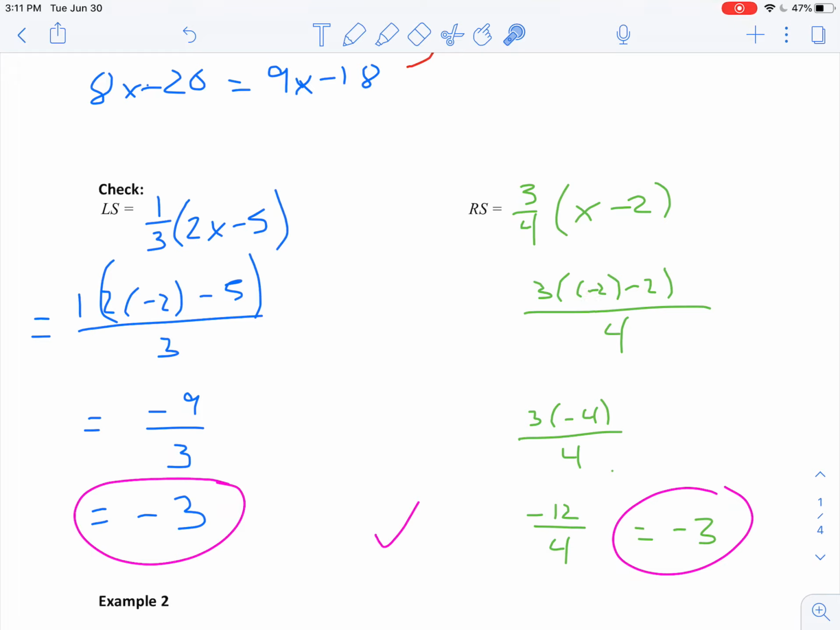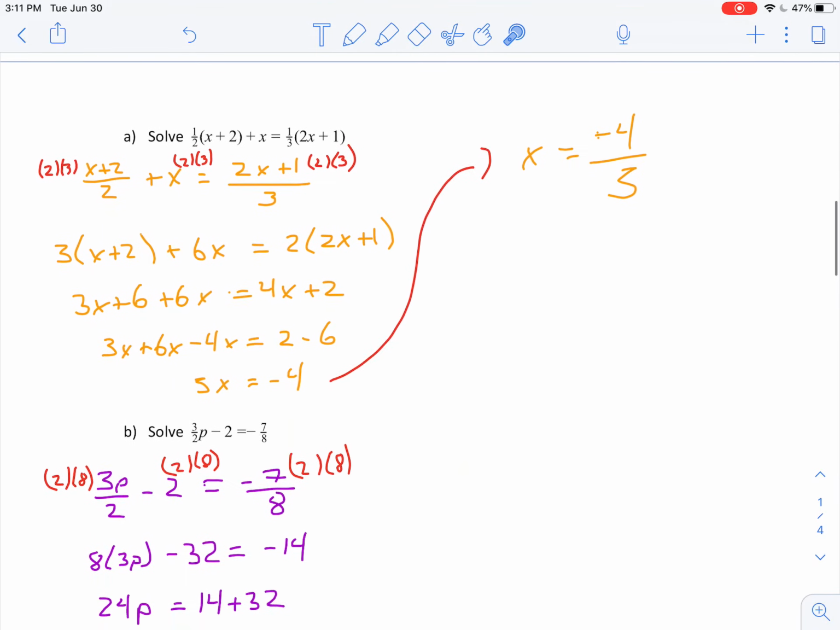On the right-hand side, subbing in my value of x to be negative 2. Negative 2 minus 2 gives me negative 4, and this 3 over 4 is still tagging along. Now I multiply 3 by negative 4. I end up getting negative 12 over 4, which gives me negative 3. So both the left side and the right side balance out when x is equal to negative 2.